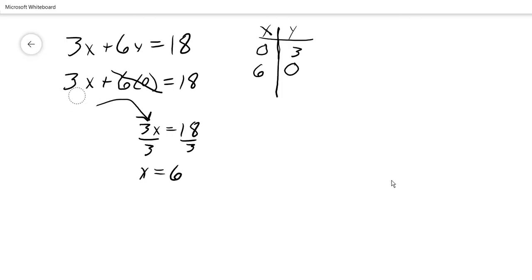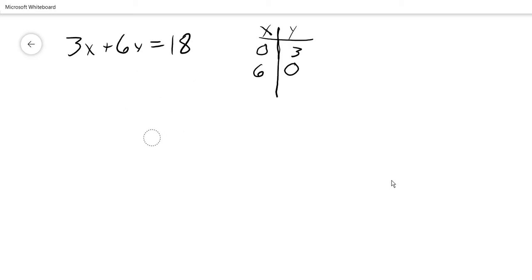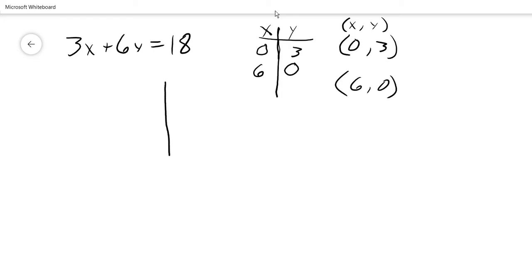And let me go ahead and just erase this stuff here. There we go. Okay. We have 2 of what are called ordered pairs. Now, an ordered pair is an x coordinate first and then a y coordinate. Say x, comma, y. 0, 3, 6, 0. Okay. What we're going to do with these is those are coordinates, and we're going to use them on the Cartesian coordinate system.